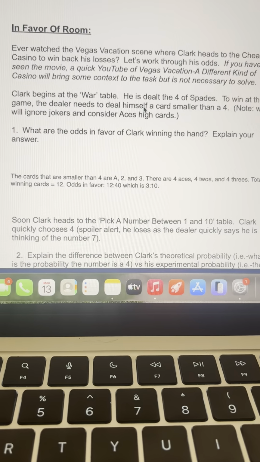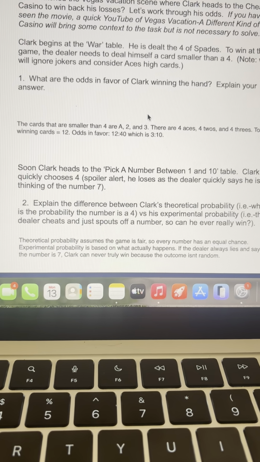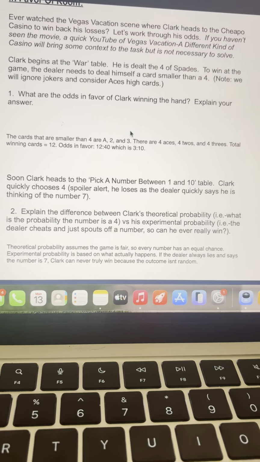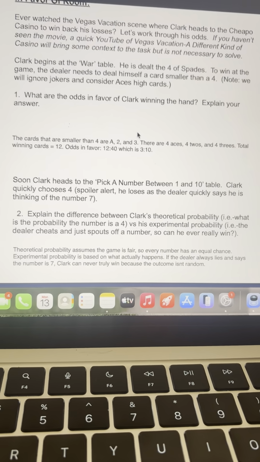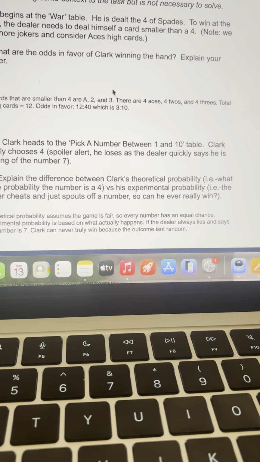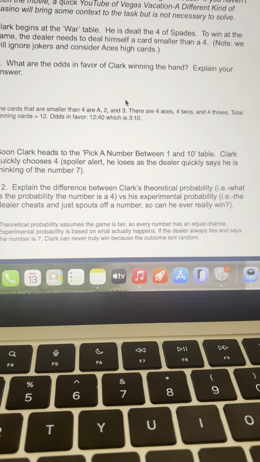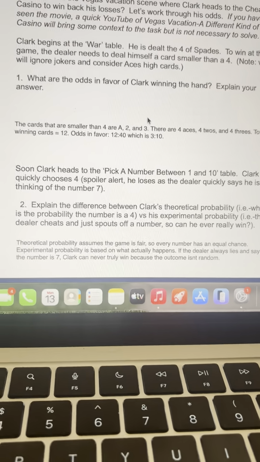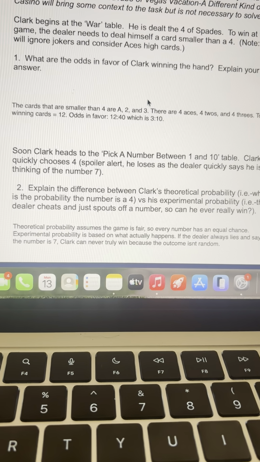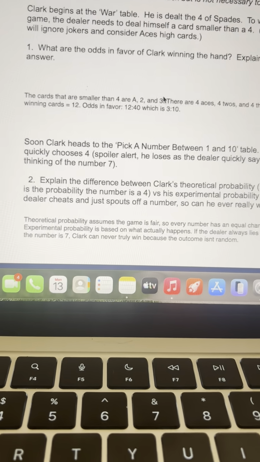In the favor room, so what are the odds in favor of Clark winning the hand? So the cards that are smaller than 4 are A, 2, and 3. There are 4 aces, 4 twos, and 4 threes. And there are 12 total winning cards. So the odds in favor are 3 and 2.